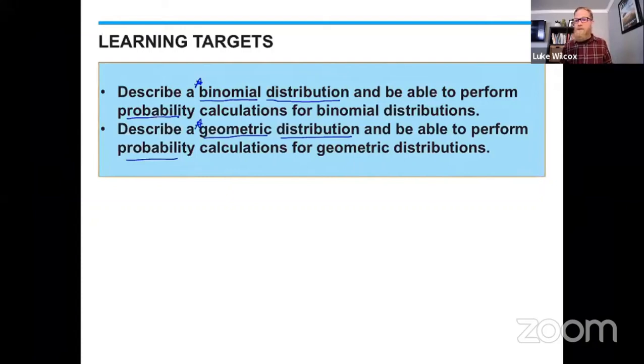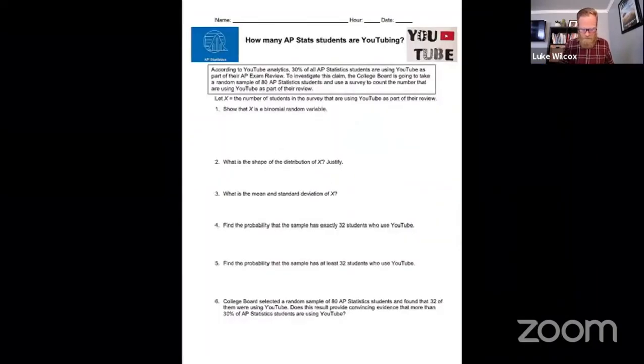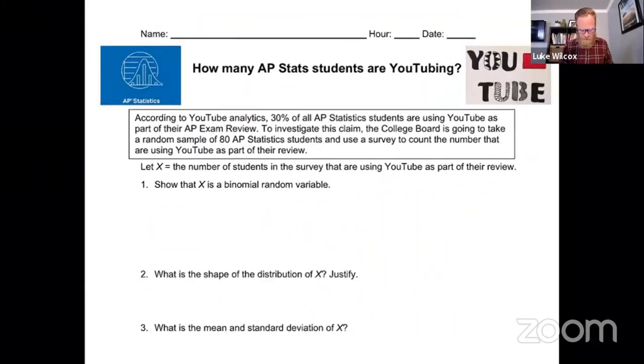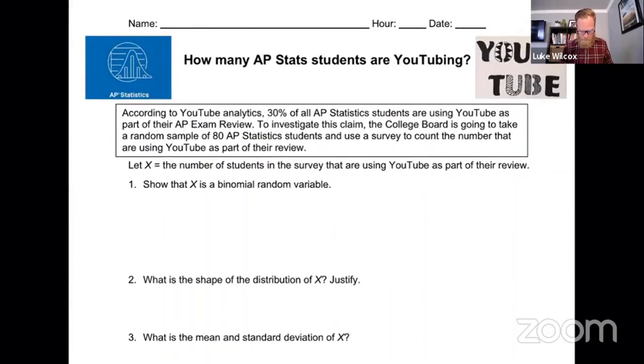And I will make sure that at the end of the lesson today, we come back to these 2 learning targets to make sure that we have what we need. So let's jump right in. So here is the question to be answered for today, which I think is one that you can relate to. The question is, how many AP Stats students are YouTubing? And what I'm wondering is how many of you AP Stats students out there in the country are actually using these videos as part of your AP exam review in order to prepare for the AP exam on May 22nd.